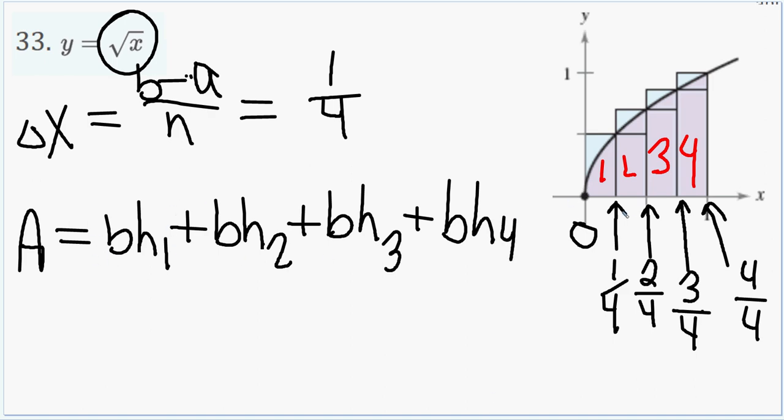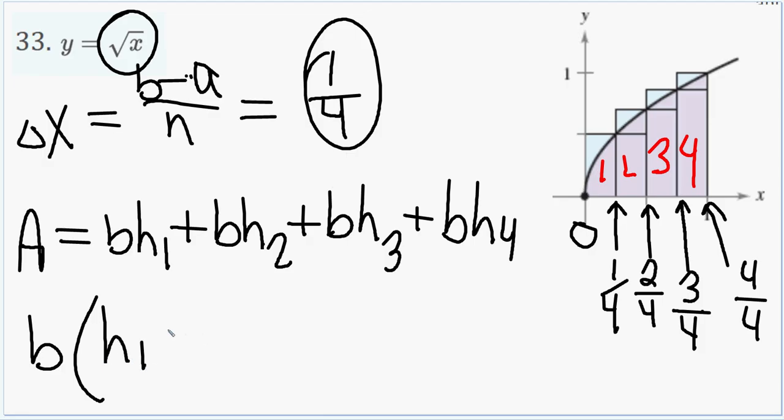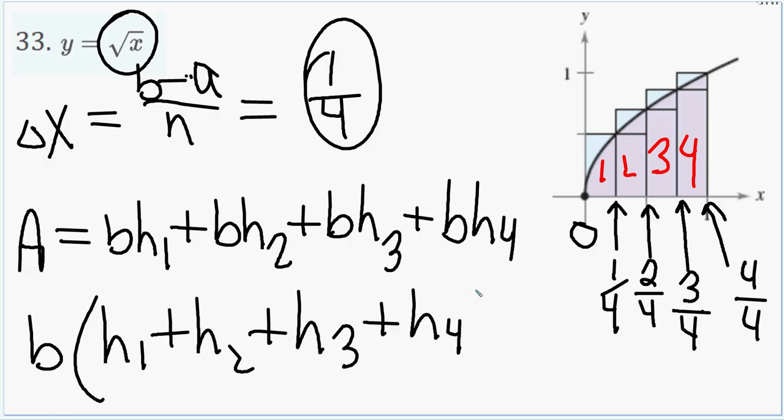Now in each of these, all of the bases are the same. Each base is 1/4. So we can factor the base out, and then we're just going to have a sum of 4 heights. Each of these heights is a value of the function. So when I put in this endpoint and I use the function to go up, that'll hit this point on the function. That will be a height of one of our rectangles. That means that we're going to replace h sub 1 with the square root of an endpoint. Same for h2 and h3 and h4.